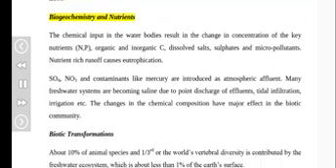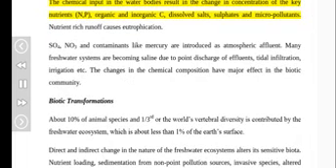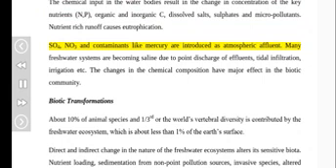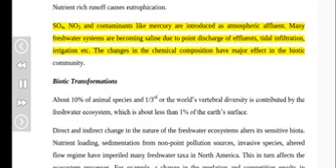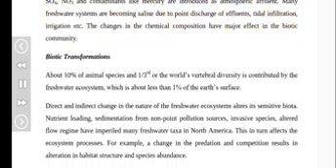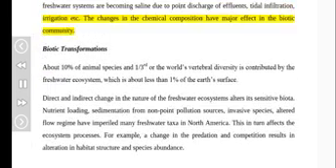Biogeochemistry and nutrients. The chemical input in the water bodies results in the change in concentration of the key nutrients N, P, organic and inorganic C, dissolved salts, sulfates, and micropollutants. Nutrient-rich runoff causes eutrophication. NH4, NO3, and contaminants like mercury are introduced as atmospheric effluent. Many freshwater systems are becoming saline due to point discharge of effluents, tidal infiltration, irrigation, etc. The changes in the chemical composition have a major effect on the biotic community.